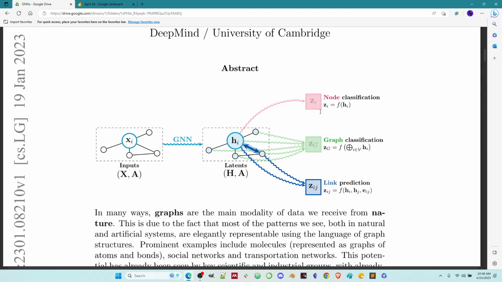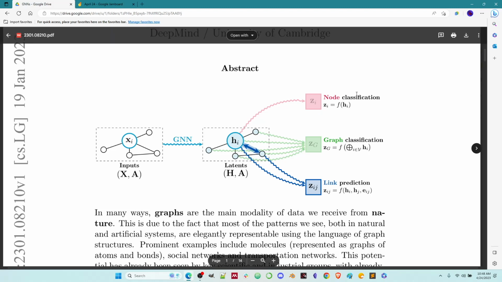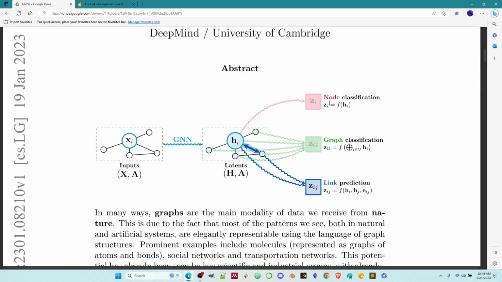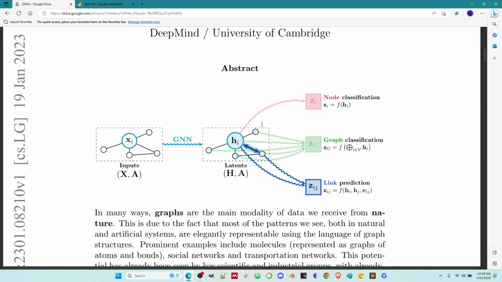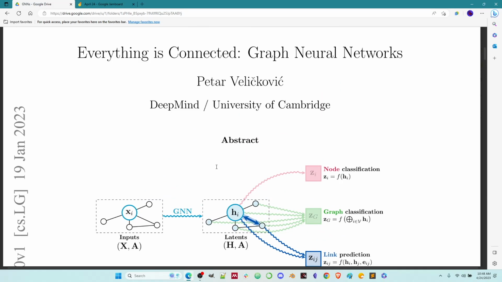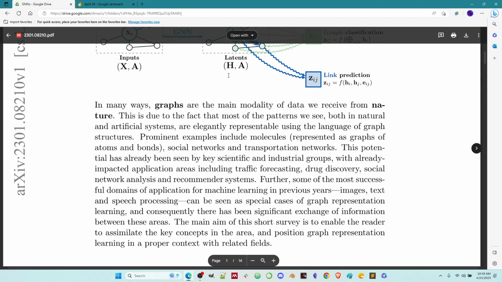Now, out of these different embeddings, we have three things here. We have node classification, which is Z equals a function of the latent space H. H sub I is the nodes that we have in our latent representation, and we can classify those nodes accordingly. We have graph classification, which is basically a collection of nodes forming a graph. And then we have link prediction, so we have links in that latent space that connect nodes. So this is just showing the scheme here.